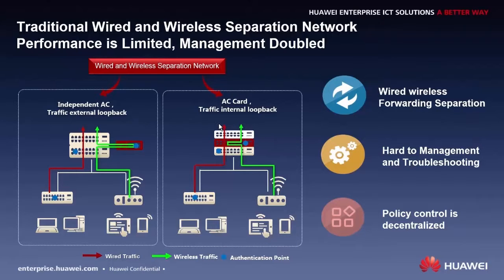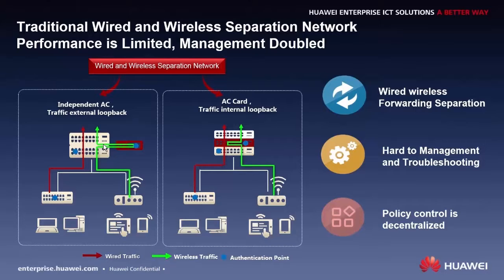Additionally, authentication points for wired and wireless services are separated. The authentication point for wired services resides on the switch, while the authentication point for wireless services resides on the AC. Later, we developed AC cards and have the network shown on the right figure.